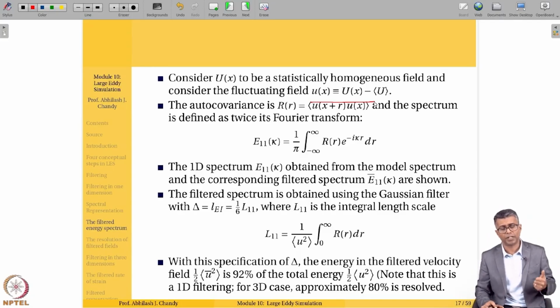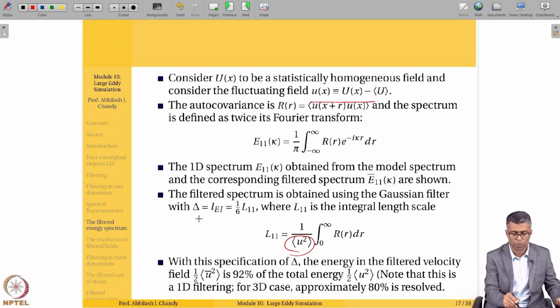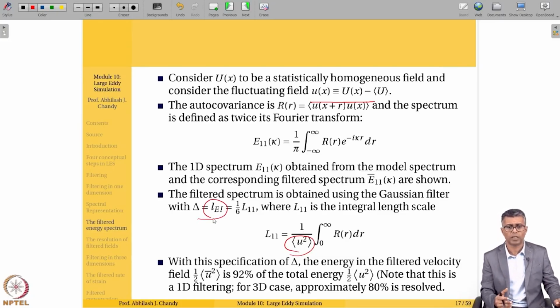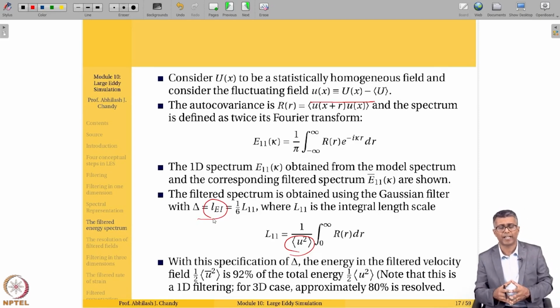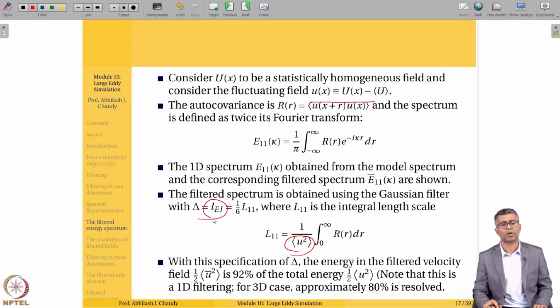If you were to calculate an integral length scale, that is the integral of the autocovariance, obviously normalized with the kinetic energy as well. And your delta, if you choose it such that it is equal to this energy containing range demarcation length scale, which is about 1/6 L11, then you will be resolving about 92% of the energy. Okay, that is for 1D. In 3D, that would be about 80% of the energy because you are considering multiple velocities, multiple length scales, and you would have to take an average of that, right? So that's what we are trying to say here.